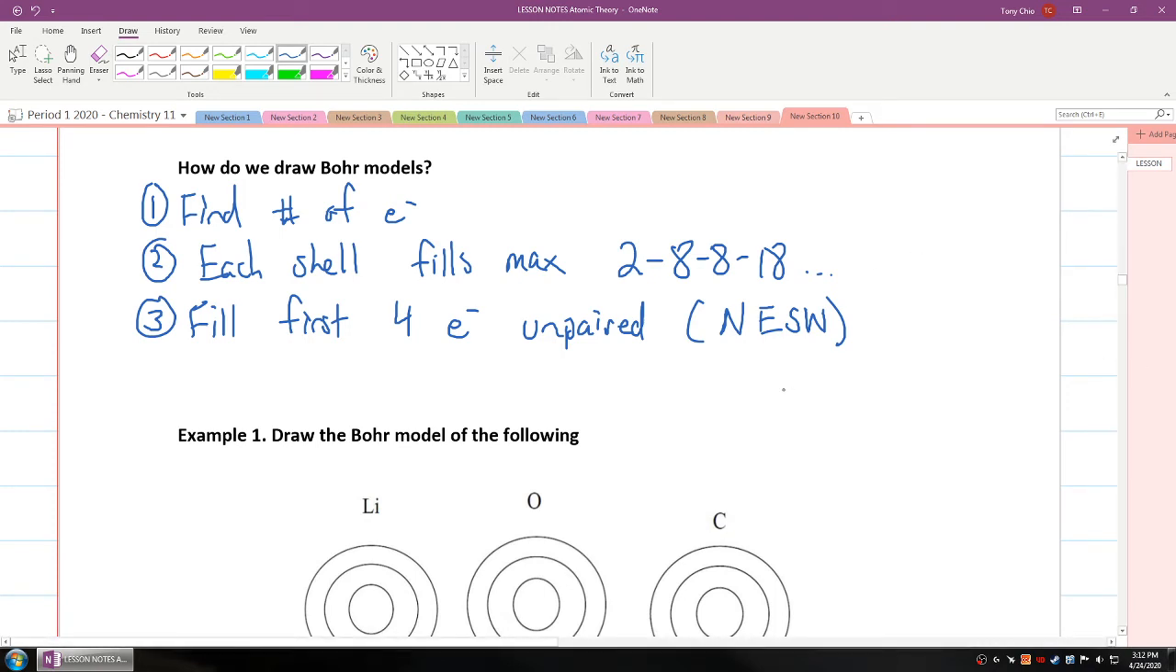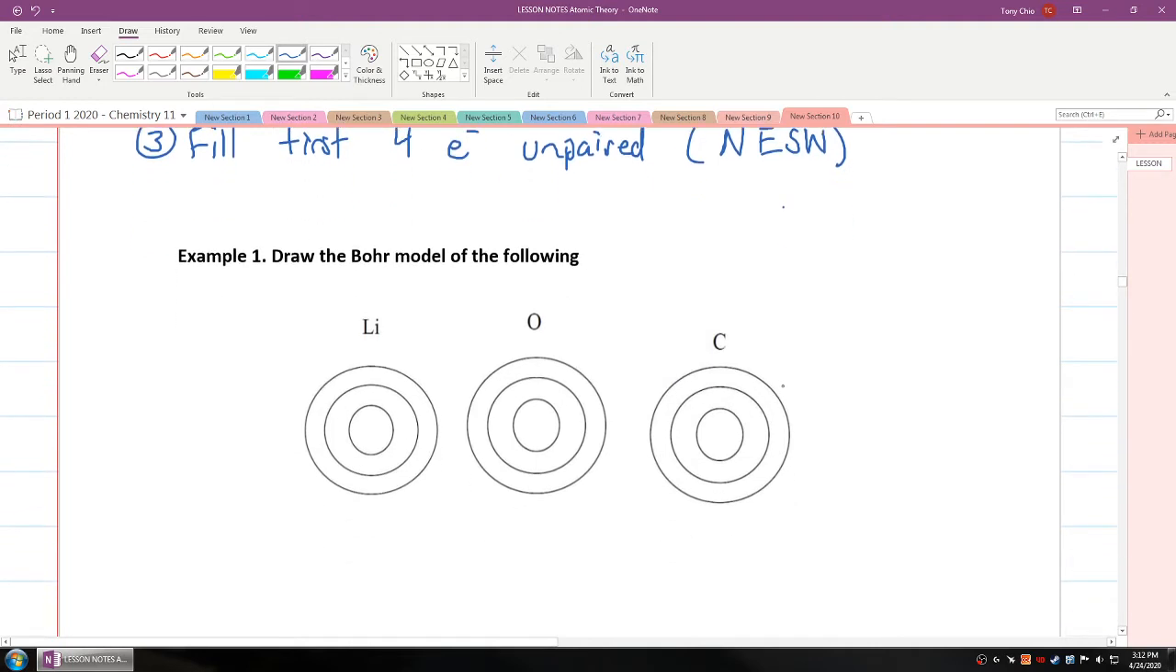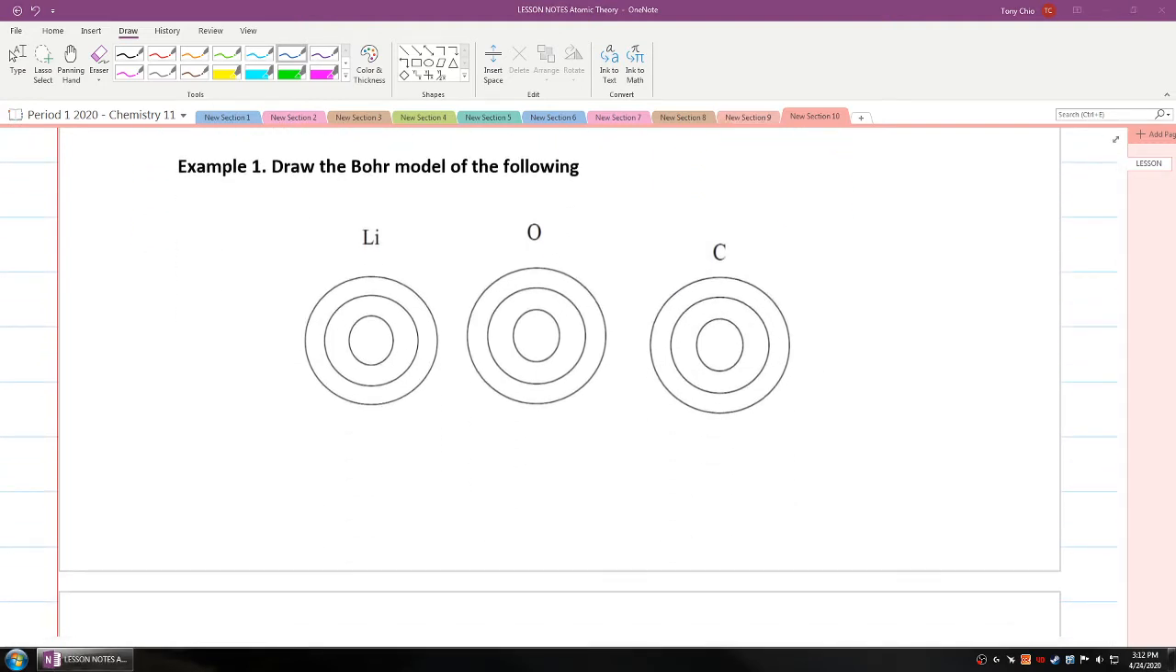Okay? So let's take a look at these examples. Let's draw the Bohr model of the following. We have lithium. Now looking at the periodic table, we see that lithium has 3 electrons. So where do the electrons go? Well, the first 2 can go in the first shell. Now the first shell is maxed out. Where does the last electron go? It goes in the second shell.